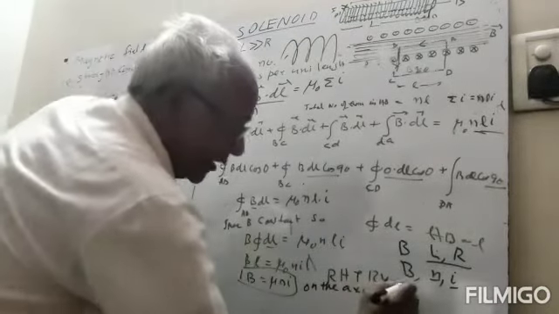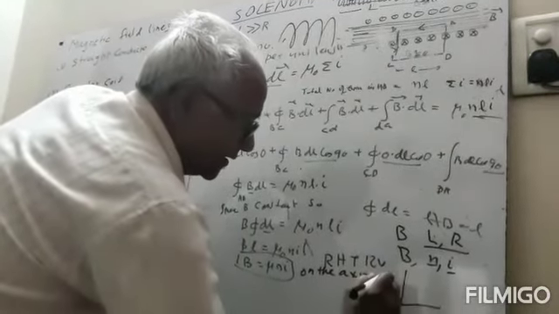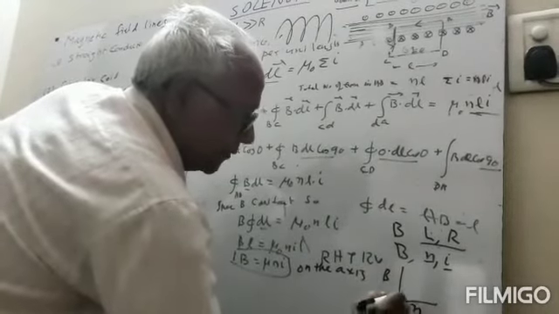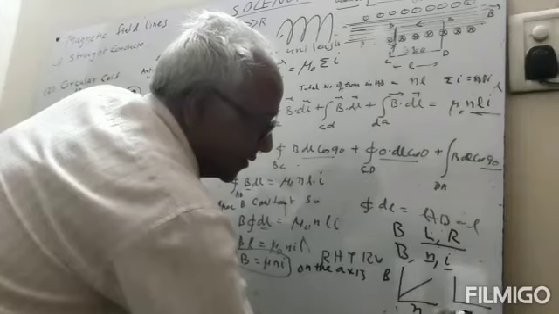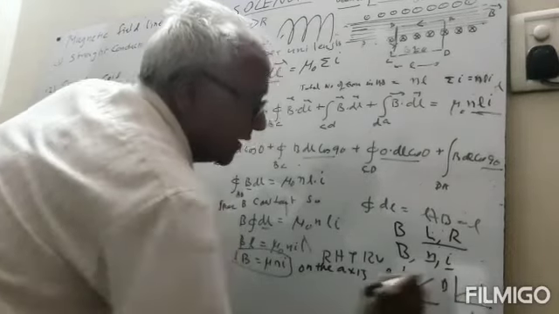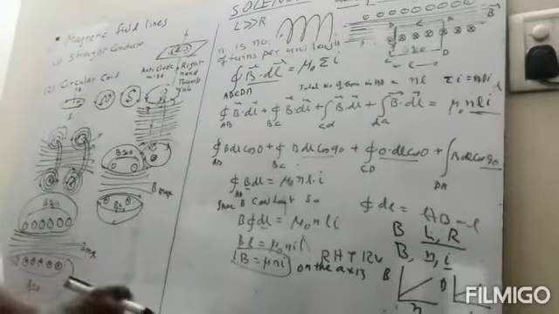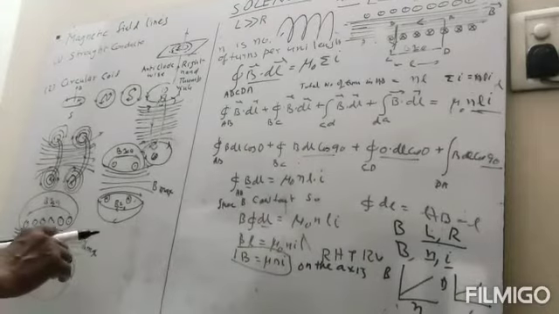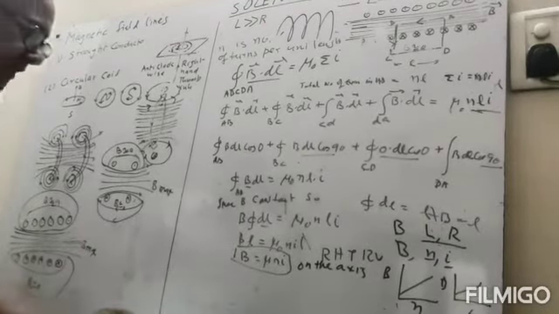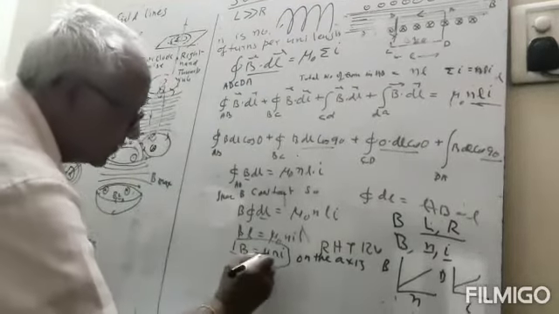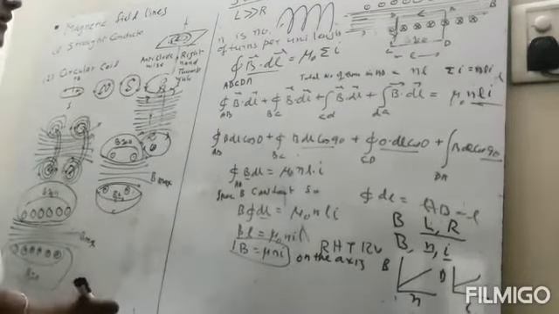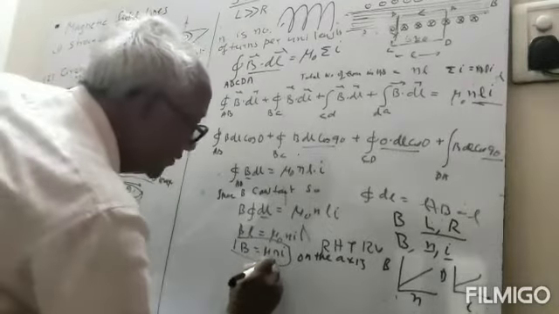So if we draw the curve of B with n, it will be a straight line. If we draw the curve of B with I, this will also be a straight line. So the magnetic field will be equal to, here you have to write mu 0. Here is the mu 0.